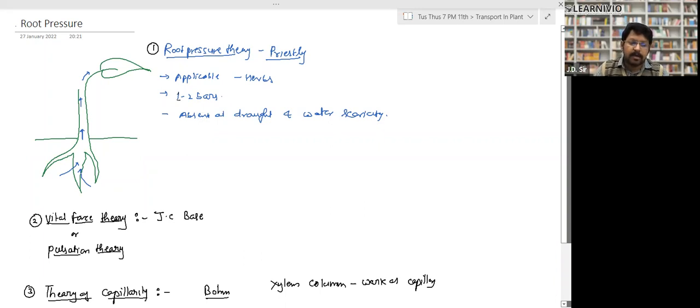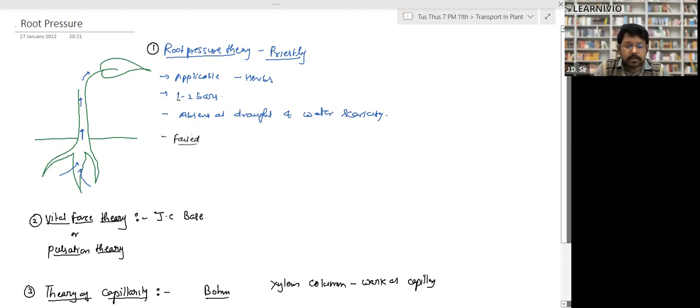Root pressure takes place at daytime, and it becomes absent at the time of drought or water scarcity. If water deficiency is there, even the root pressure will become zero, right? So the root pressure theory is a failed theory, and it does not properly explain the movement of water from root to shoot in higher plants. Is it clear? Keep in mind who explained the root pressure theory, right? Clear, guys?